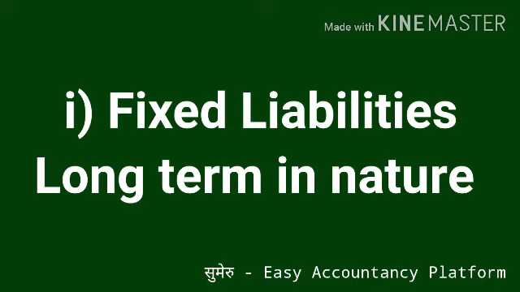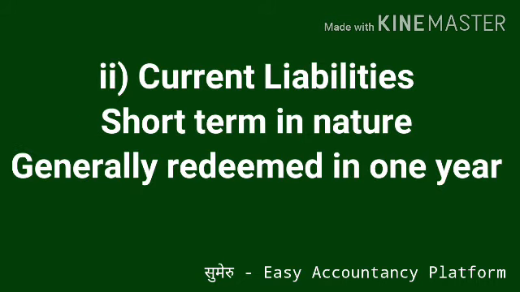That means examples of fixed liabilities are capital and long-term loans. Second one is current liabilities. These are short-term liabilities. These liabilities are generally redeemed within 1 year. Redeemed means which are to be paid within 1 year. For example, sundry creditors, bank overdraft, bills payable, outstanding expenses, short-term loans, etc.